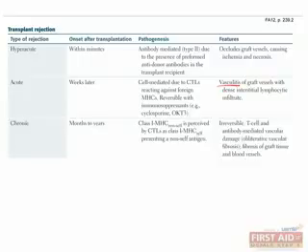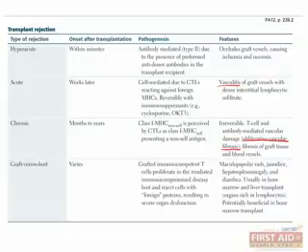Chronic rejection occurs months to years after transplantation and is characterized by obliterative vascular fibrosis due to T cell and antibody-mediated damage. Unfortunately, this condition is not reversible. Graft versus host disease is a fascinating condition in which grafted T cells proliferate in the immunocompromised host and reject host cells. The result is a condition characterized by maculopapular rash, jaundice, hepatosplenomegaly, and diarrhea.